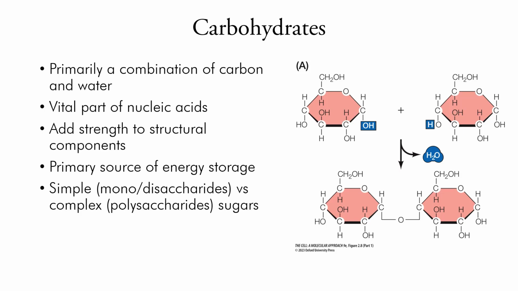And we generally categorize carbs into either simple, like a monosaccharide, one ring, or a disaccharide, two rings, or very complex, in which you have lots of these rings joined together, a polysaccharide. And we say that they're joined by glycosidic bonds.